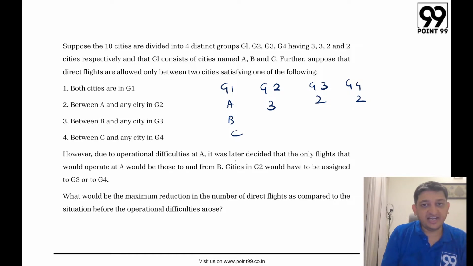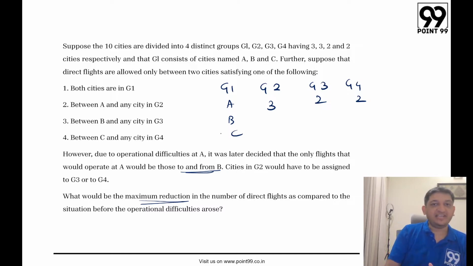Operational difficulties at A. It was later decided that the only flights that would operate at A would be those to and from B. And G2 cities will go to either G3 or G4. So what can be the maximum reduction in the number of flights compared to the situation? Okay. So now we are saying that the flights at A will only go to B or come from B. So now A will have only 2 flights which will either be departing from A or will come to A. I'm again talking about morning. Evening will be the replication of whatever we do in the morning.